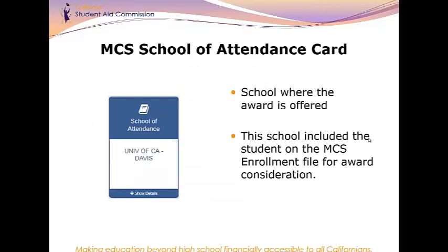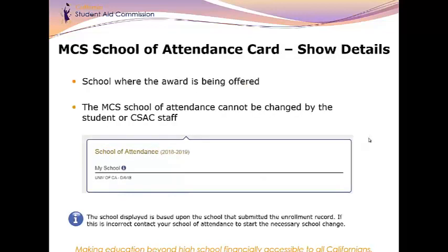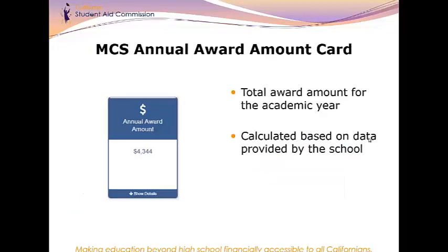On the Middle Class Scholarship School of Attendance card, you'll see where the school award is offered. This school included the student on the Middle Class Scholarship enrollment file for award consideration. When you click on Show Details, you'll see where the school was awarded. The Middle Class Scholarship School of Attendance cannot be changed by the student or the CSAC staff. You'll need to contact the school that is listed as well as the school that you're attending to have your enrollment files corrected. You'll see the total award amount that you've been offered for the year.